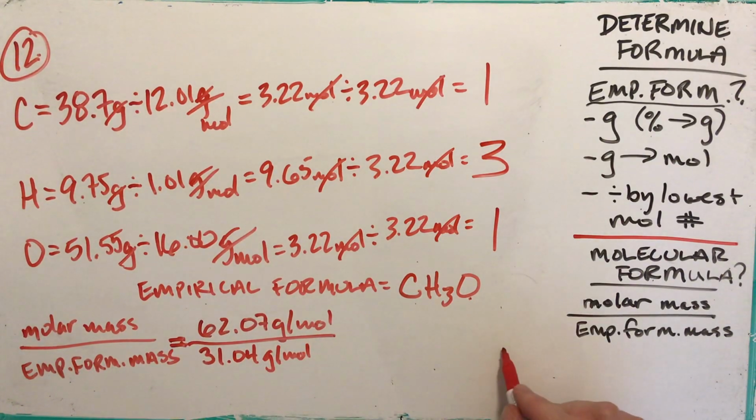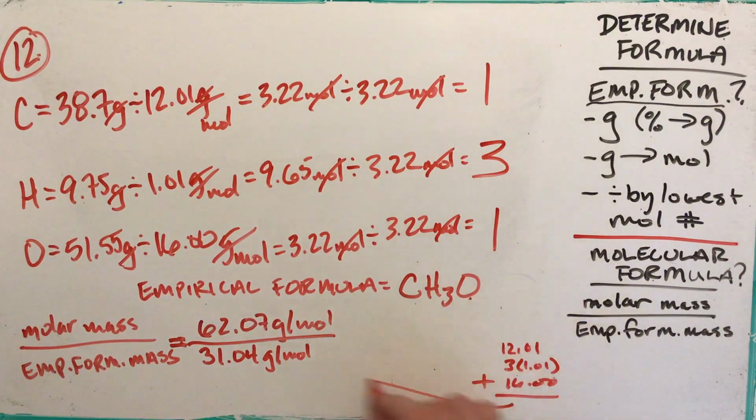So for CH3O, I take 12.01, 3 times 1.01, and 16. And I add those all up. And that's where I got this number right here. All right? Same as last video that we did problem solving.